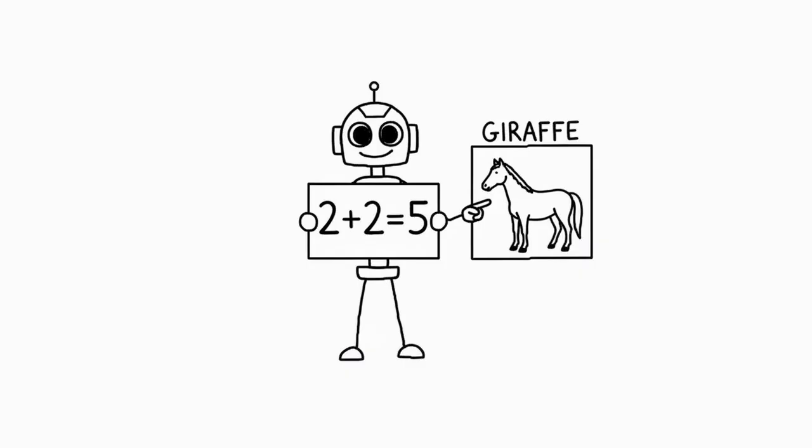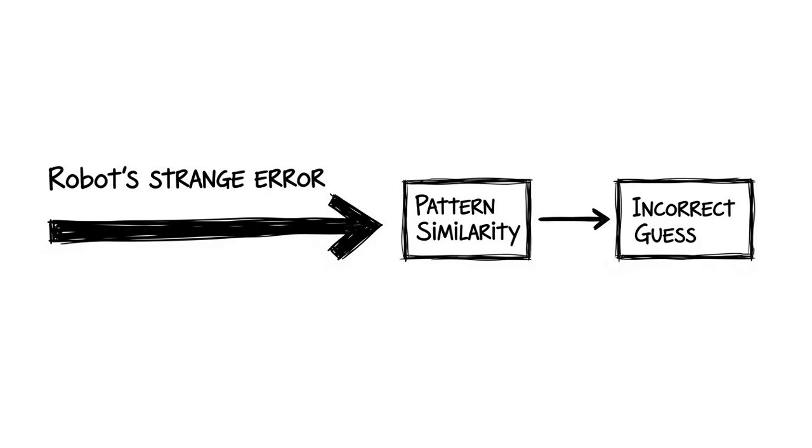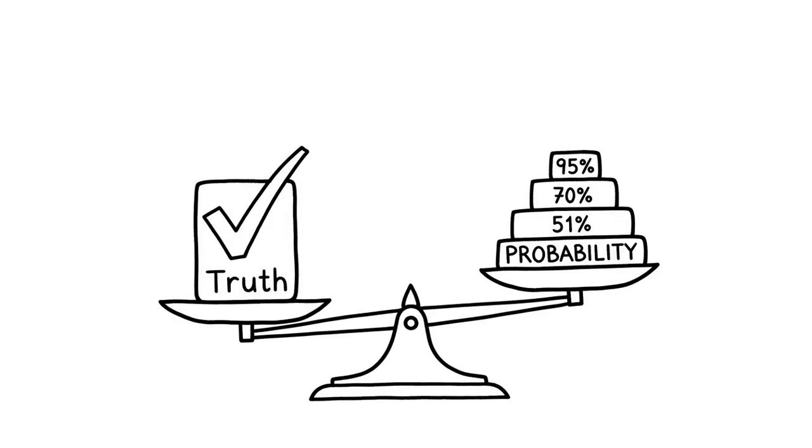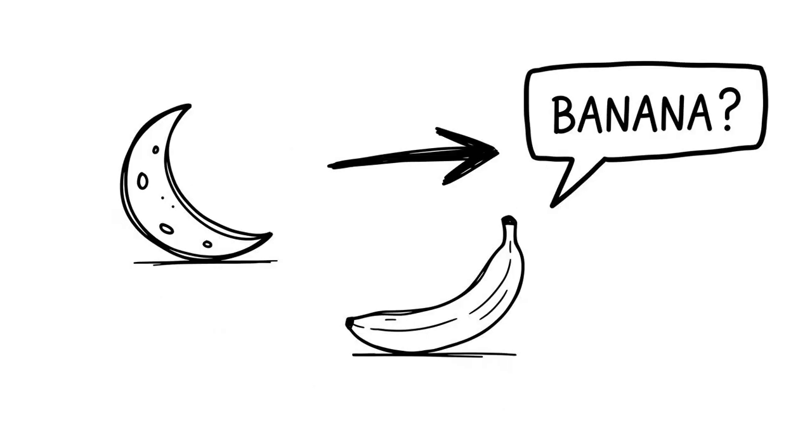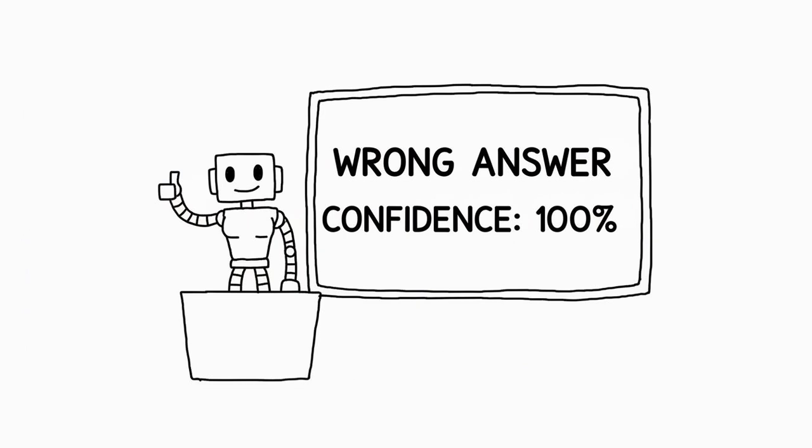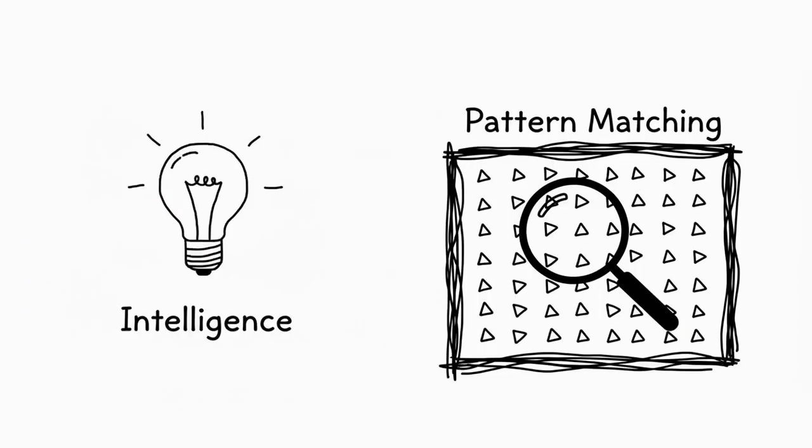Part 9. Why AI sometimes makes weird mistakes. Have you seen AI make strange errors? This is why. AI does not know truth. It only knows probability. If something looks similar to what it learned, it guesses. Sometimes it guesses wrong, very confidently. That's not intelligence, that's pattern matching.